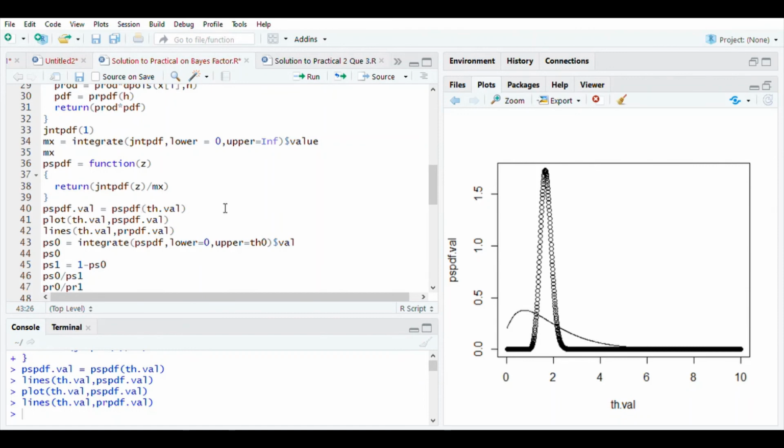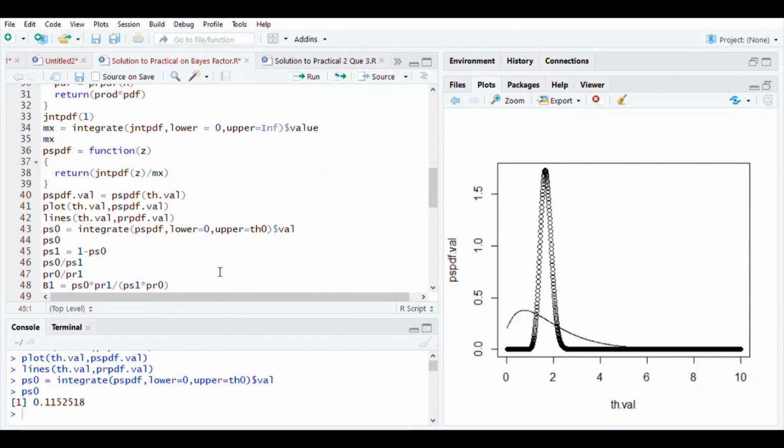Now we are interested in testing the hypothesis. So we want the prior and posterior probability of H0 and H1. Again, the way we did earlier, we can do it here. PS0 will be simply the integration of the posterior distribution, that is PSPDF, with lower limit 0 and upper limit theta naught. So we get the posterior probability. Notice that the prior probability of H0 was 0.4772144, whereas the posterior probability of the same hypothesis is 0.11. So there is a drastic change in the probability of H0 after getting the data.